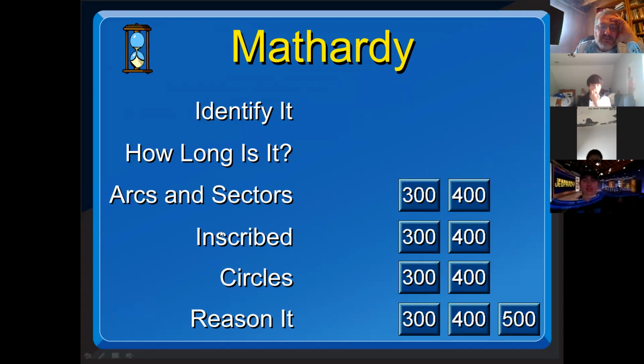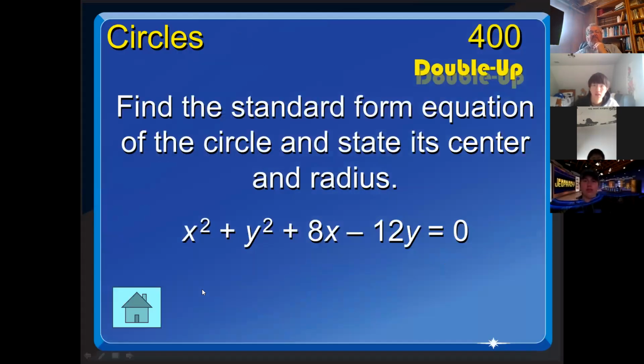Circles, 400. 400 or 300? 400. Okay. Find the standard form equation of the circle and state its center and radius. So this is about completing the square. Completing the square. So that's in section 8.7.